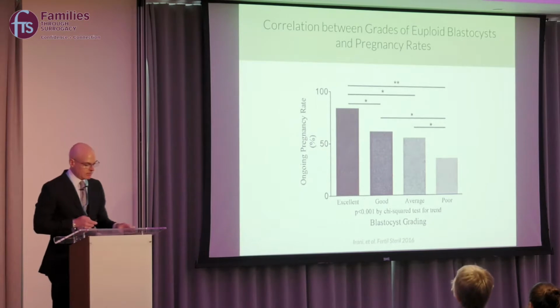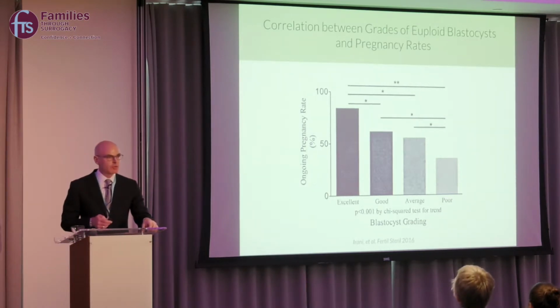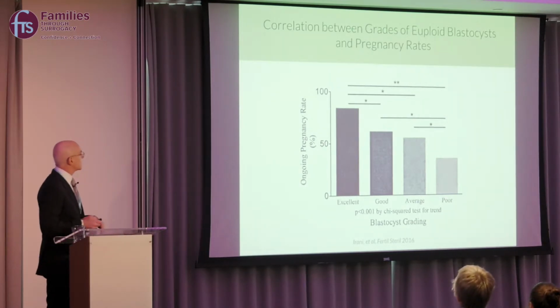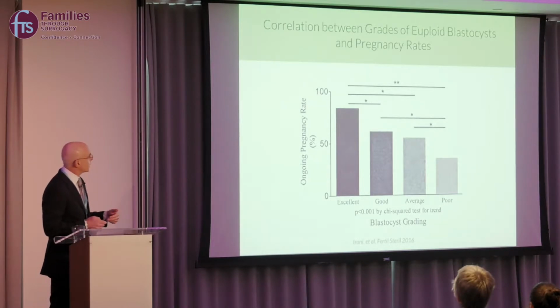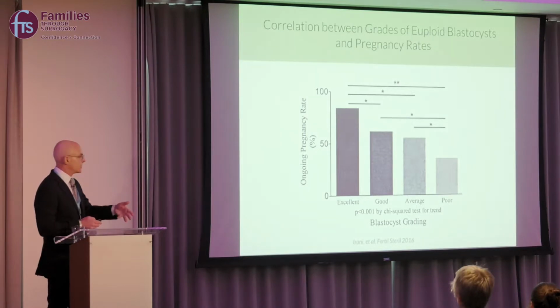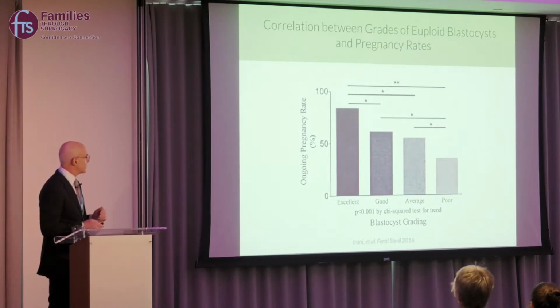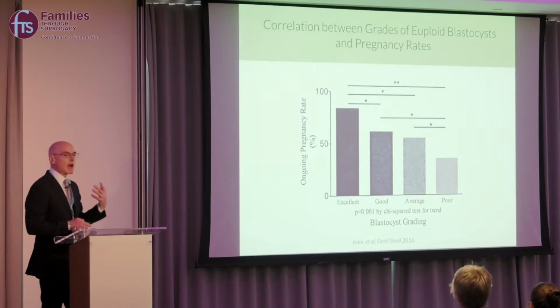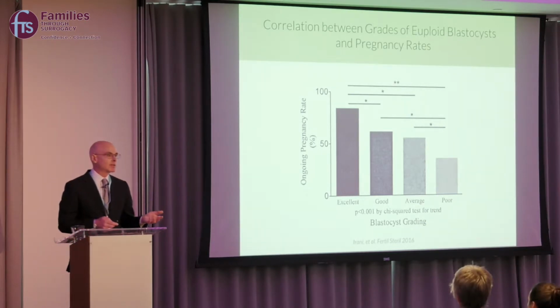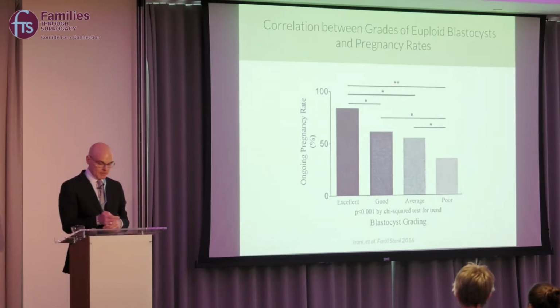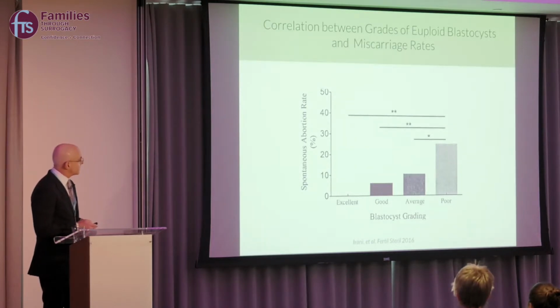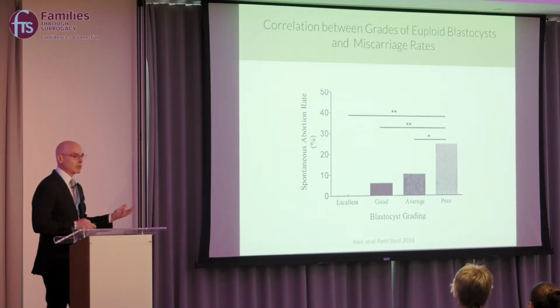And this was a study published last year from the IVF group at Cornell that looked for a correlation between the morphology, the grade of the embryo, and the success rates. And these are all euploid embryos. And they found that embryos with a high grade had a significantly higher pregnancy rate than those with a lower grade. And then they looked at miscarriage rates, and embryos with a poor grade had a significantly higher miscarriage rate in comparison to those with excellent grades.